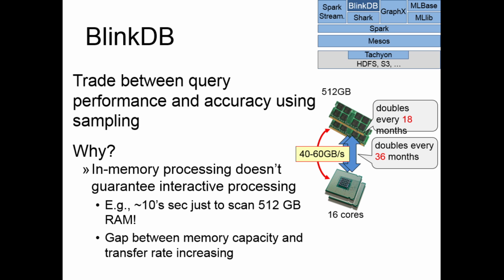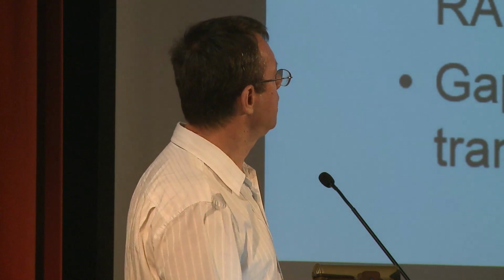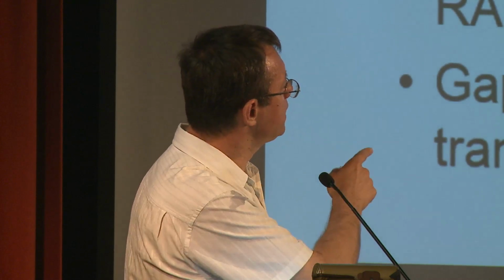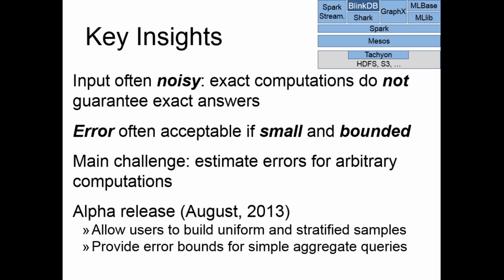So BlinkDB enables the user to trade off query performance and accuracy using sampling. And the need for this is emphasized also by the fact that memory storage increases faster than the memory bus. So this problem will be exacerbated in the future.